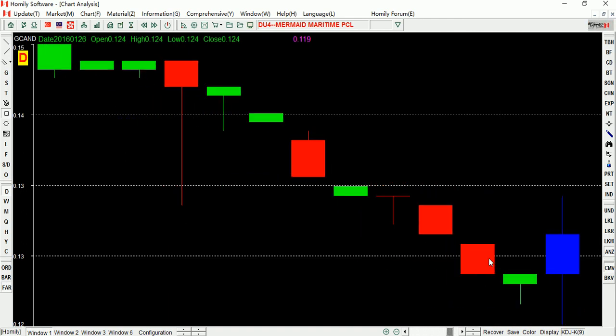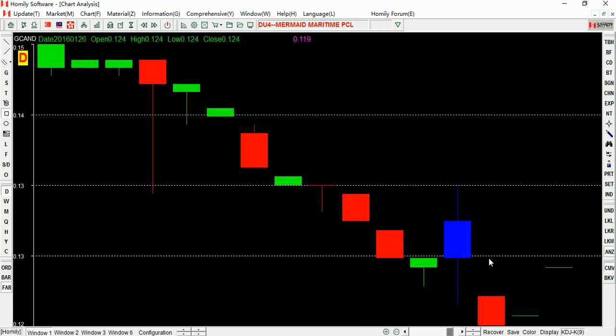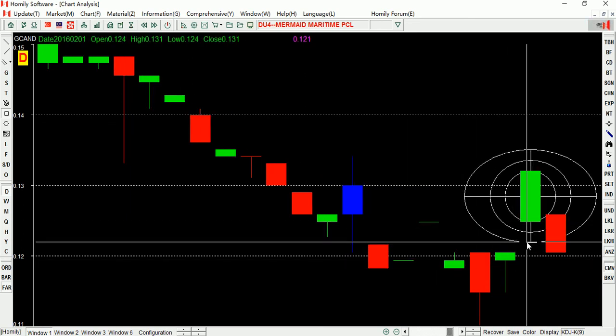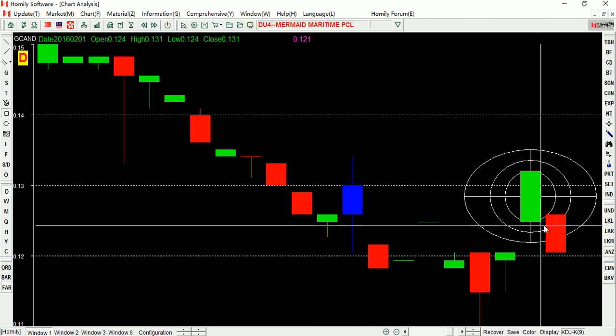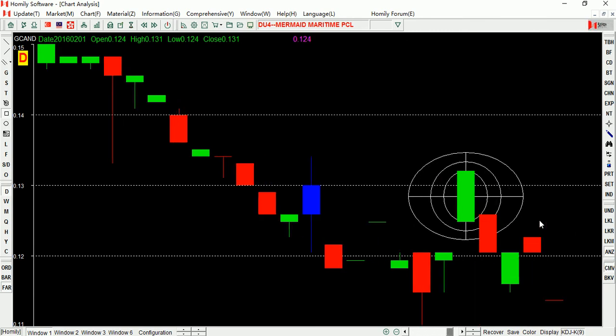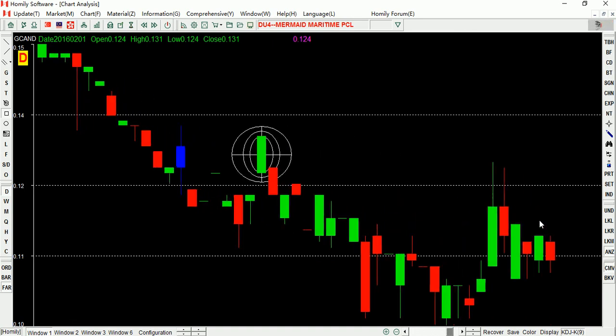The blue candlestick appears, and 1, 2, 3, 4, 5, 6, 7 days. Within 7 days, if the time black hole appears, you cannot buy. You should check the candlestick. If you see the candlestick fall below, you should sell quickly.